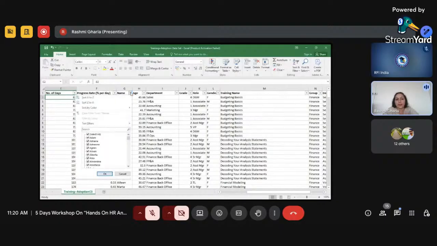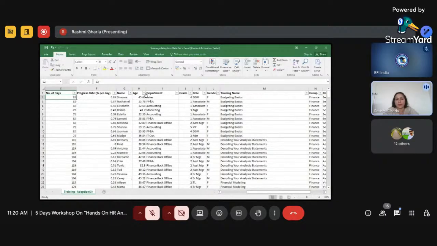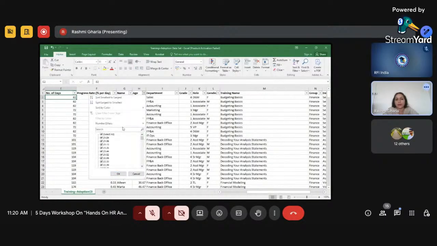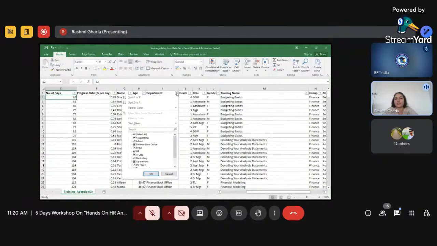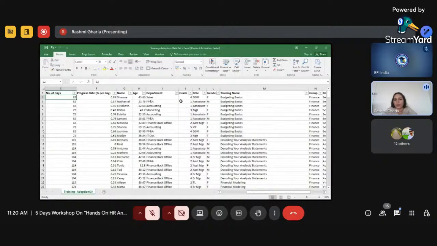Now they have given the information about the name of the employees, the age, which age group employees enrolled for the training program. They have given the information about the departments, which department employees are enrolled. So if you see here, the employees belong to different departments like accounting, admin, finance, HR, IT, software. They have given the information about the departments over here.